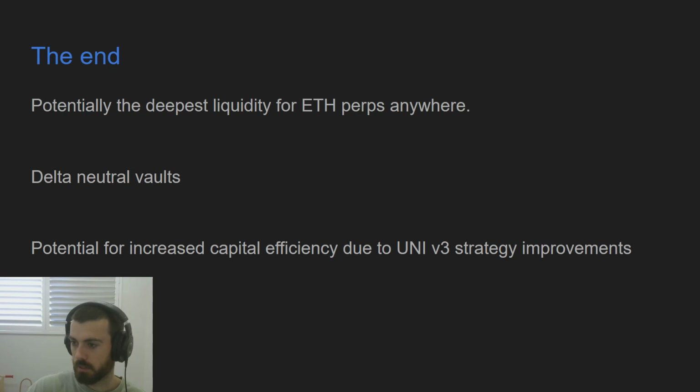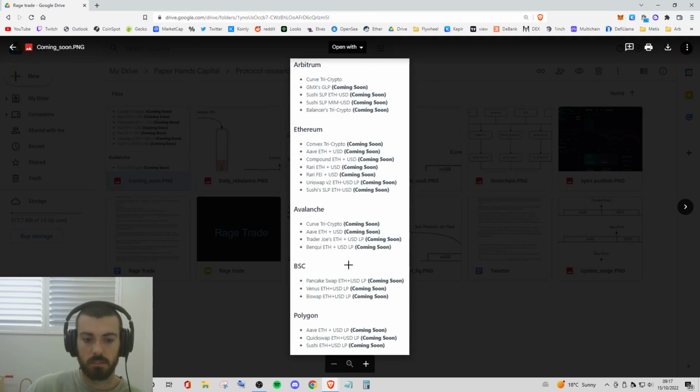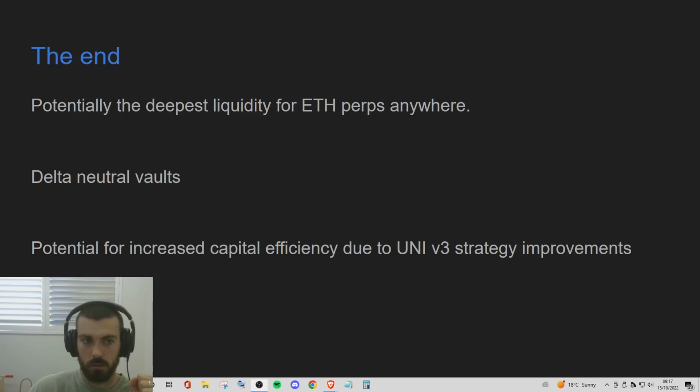I'll pick up the other chart here of all the protocols that they plan to add. Where is it? So this is everything they're adding soon. They've only got the Curve Tribe Crypto at the moment, but they've got Ethereum, Avalanche, Binance Smart Chain, so they've got heaps of stuff. So once all that is open and running, it's going to be obviously a lot of liquidity being recycled.